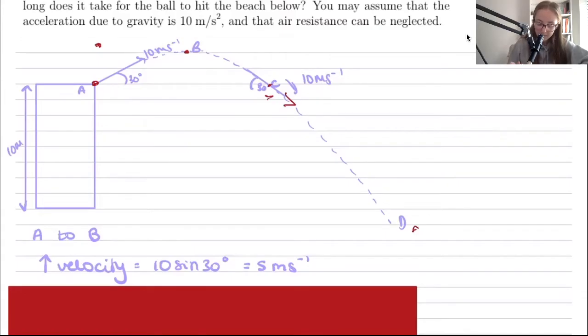So we need to work out how long it'll take to go from 5 meters per second to 0 meters per second up at the top at B here. And we can just use one of our SUVAT equations to do that. I chose v equals u plus at and rearranged it for t, and then stuck in the numbers and got half a second.